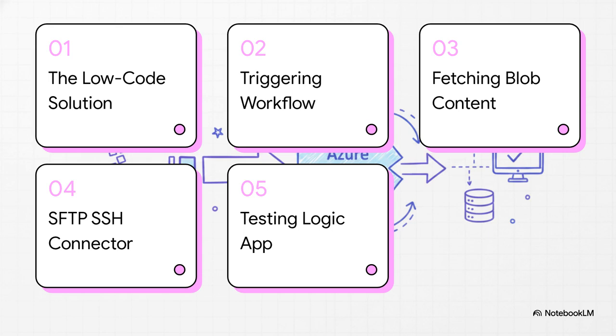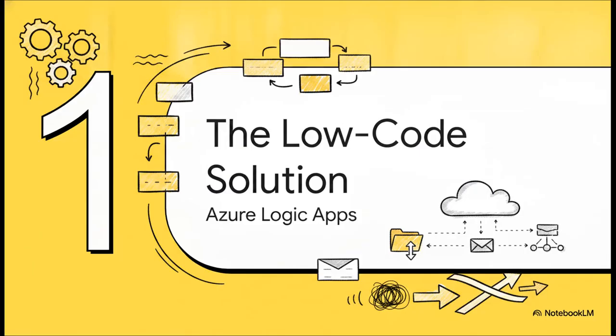Here's our quick roadmap for today. 1. The low-code solution. 2. Triggering the workflow. 3. Fetching the blob content. 4. The SFTP SSH connector. And finally, 5. Testing your logic app. Let's roll. Section 1. The low-code solution.